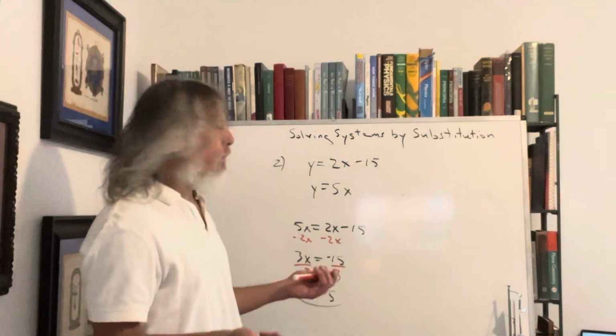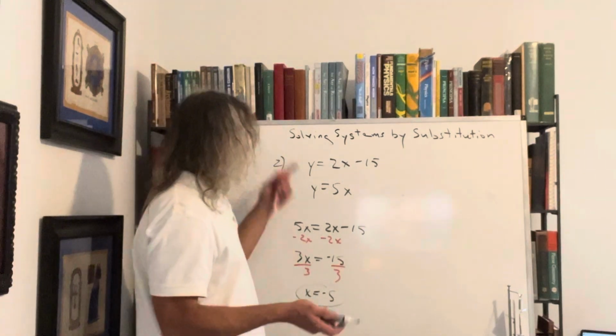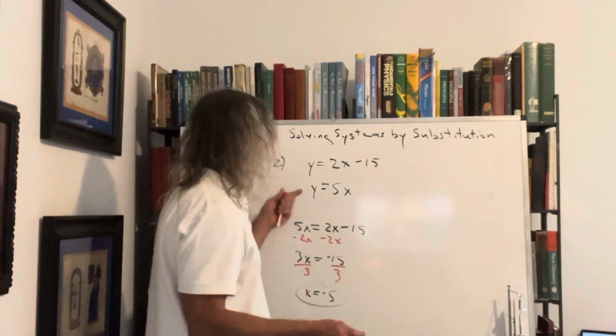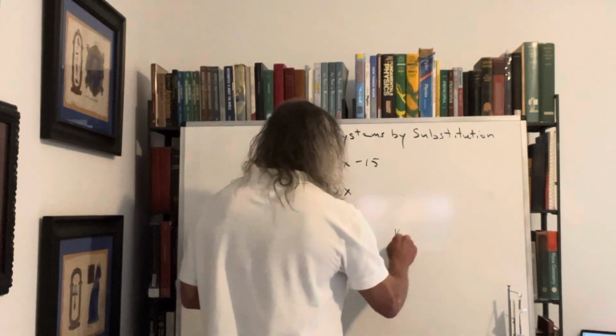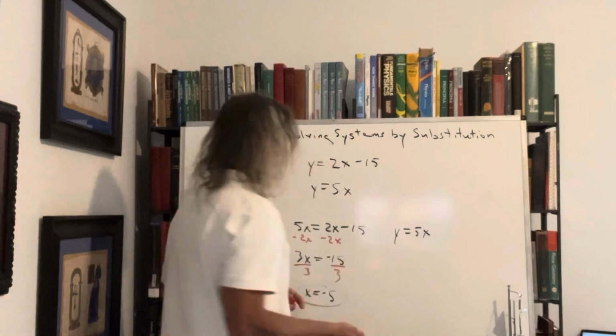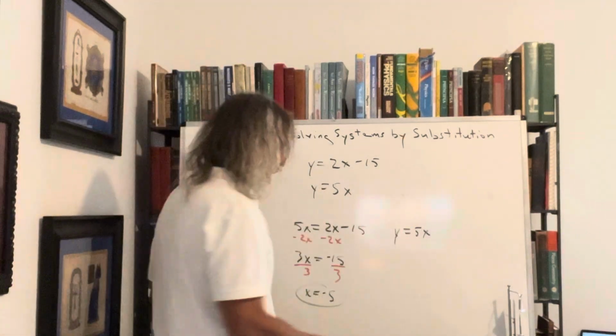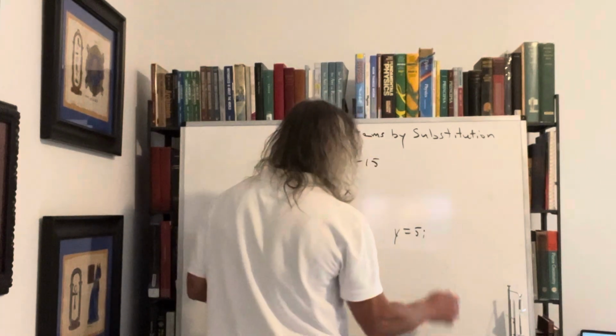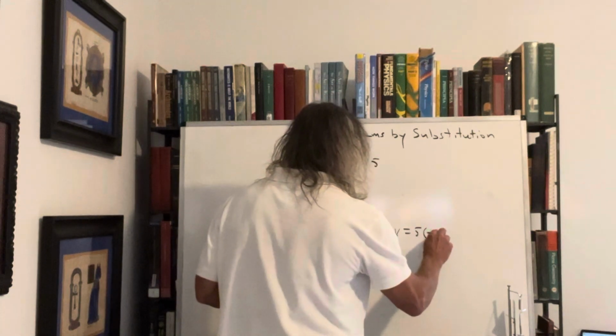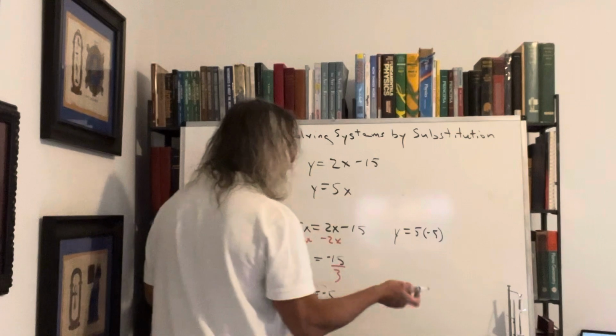And then we get the y value. We can use either one. We'll get the same thing. This seems easier. And again, x is negative 5. If x is negative 5, I can put a negative 5 there, same thing, and that's negative 25.